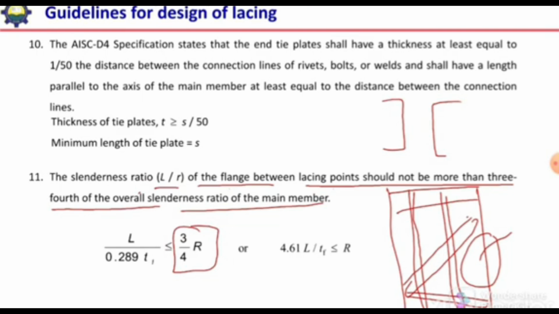So the overall slenderness ratio of the main member, whatsoever that is, the slenderness ratio of the flange should be less than 3/4 of that value. Or if we rearrange this equation, we can get 4.61 L/TF. So the slenderness ratio will be equal to this one, and if we rearrange, it will become 4.61 L/TF should be less than R, so R of this section.